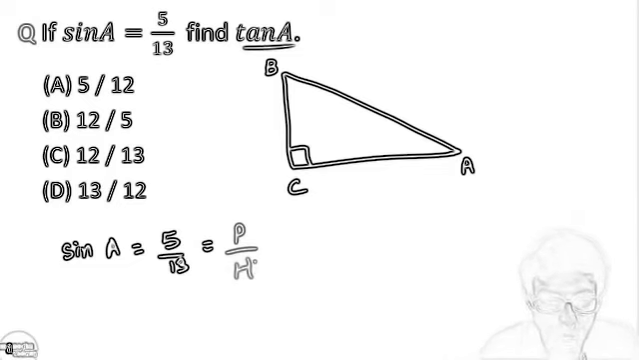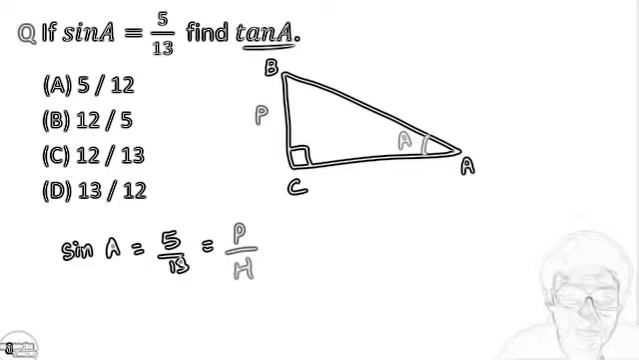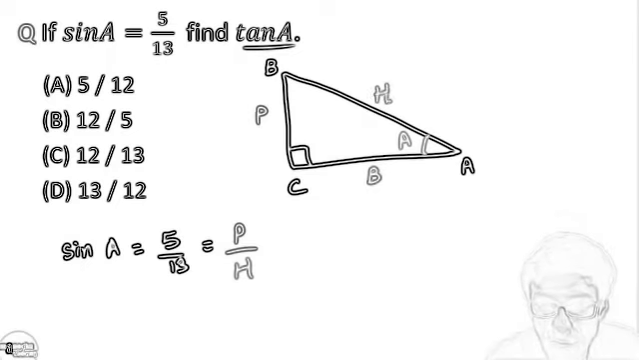Okay, so one way, we've been given this ratio, so let's mark out the things here. This is our perpendicular, and we are interested in this angle A, so this is our theta, or the angle A here. This is the base, and this is the hypotenuse, right?